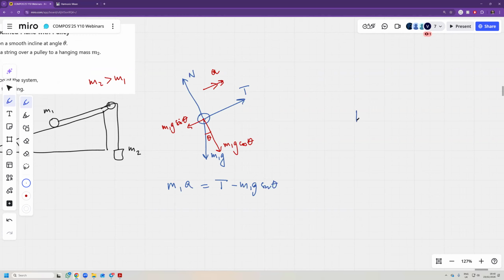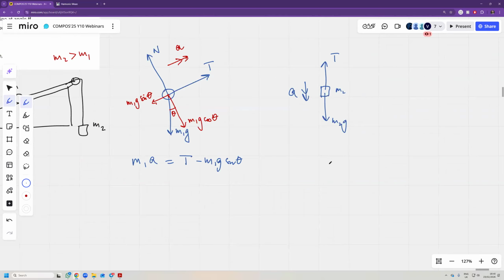And for m2, it's being pulled down by gravity, so it's m2g. And up is the tension in the rope. It's accelerating downwards, and the acceleration is the same because they're connected by the same string. So m2a is equal to m2g minus the tension. And then that's the first equation, that's the second equation. So we add them.